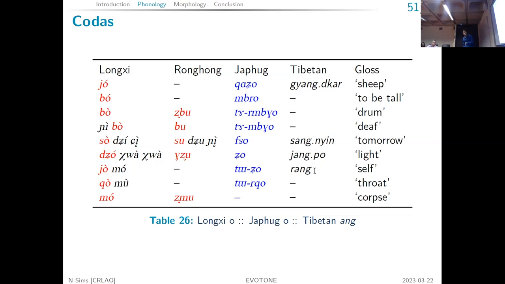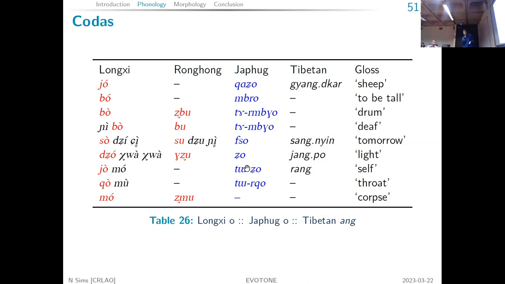Rung, for example, the word for self. Guillaume Jacques says that these are cognates, this Ang forms with O in Japu. And this would be cognate with O in Longxi in these forms, and U in Ronghong. So we had that change from O to U.